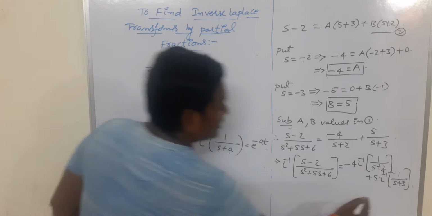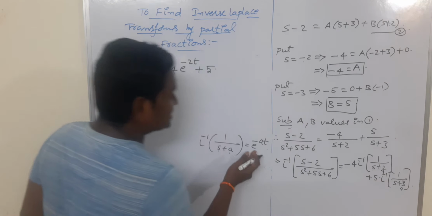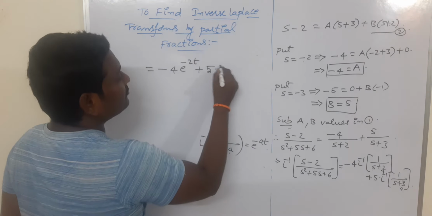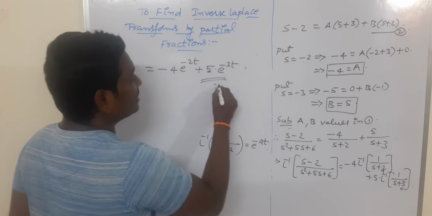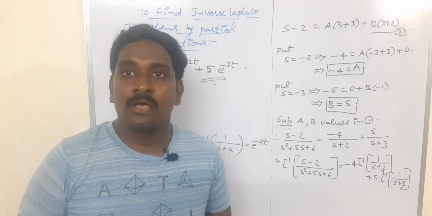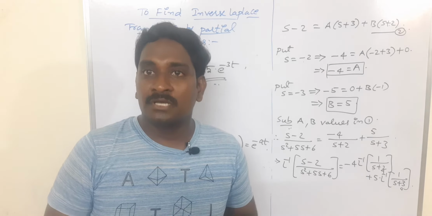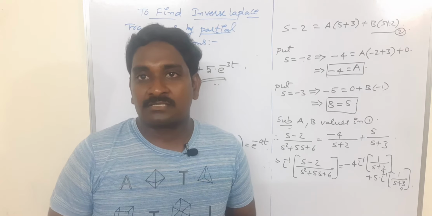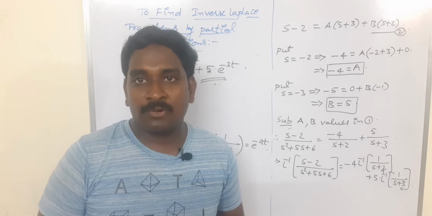plus 5 into, here we have a is equal to 3. Replace a is equal to 3 in this formula. So you will get e power minus 3t. This is the result. In this way we can find out the inverse Laplace transformations by separating the terms using partial fractions. Okay. I will say another problem.